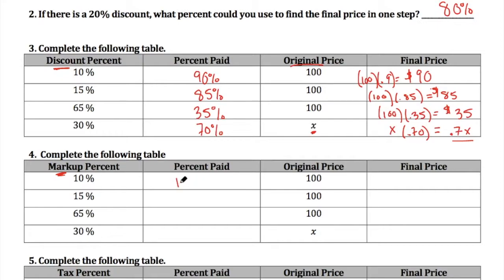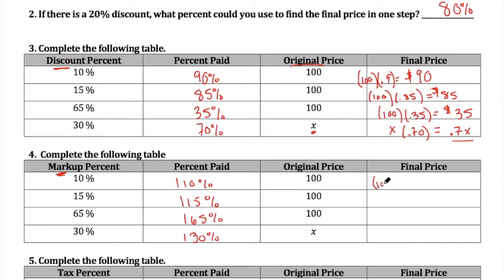Well, you're doing 100 plus 10% to give us 110%. If it's a 15% markup, 100 plus 15 is 115. 100 plus 65 is 165. 100 plus 30 is 130. Okay, so now let's look at finding the final price if we had a $100 item.